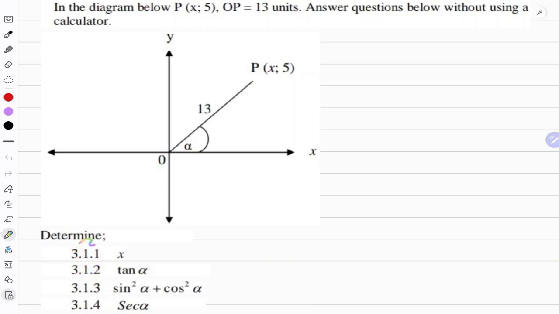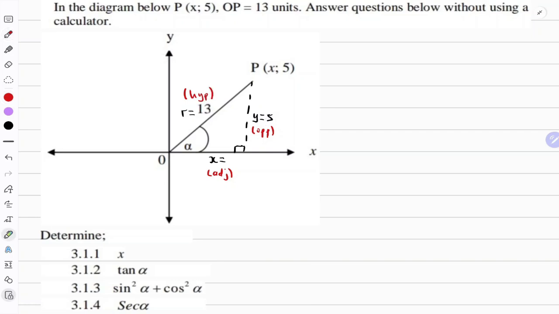So the first thing that we need to do is determine x. Point P on the given diagram is x units away from the origin on the positive x-axis and 5 units away from the origin on the positive y-axis. So we can complete our right triangle. Before we continue, let's recall that this is a right triangle. So this becomes our adjacent side, this becomes our opposite side, and this becomes our hypotenuse.